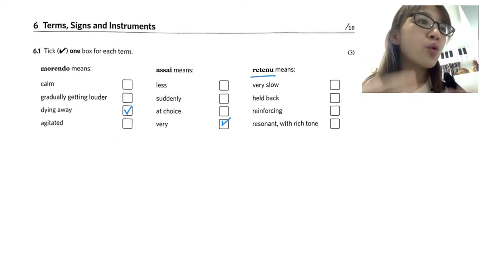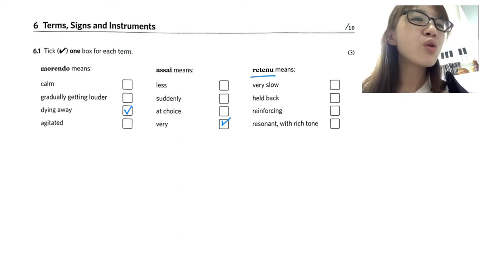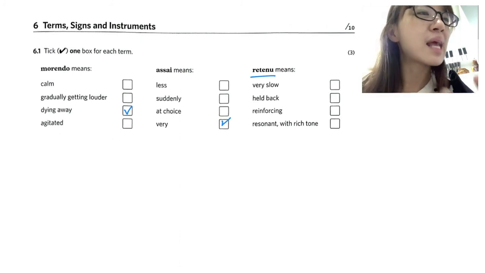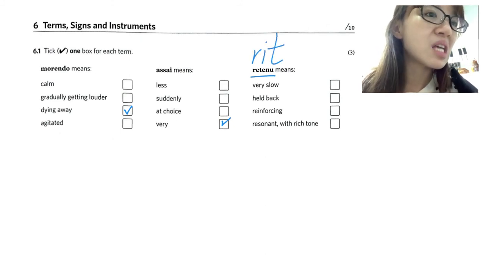Ritenuto is like you held back, slow down. So take note, very slow and held back is different. This one is like getting slower, similar in meaning to ritardando. Ritenuto is the same, held back.